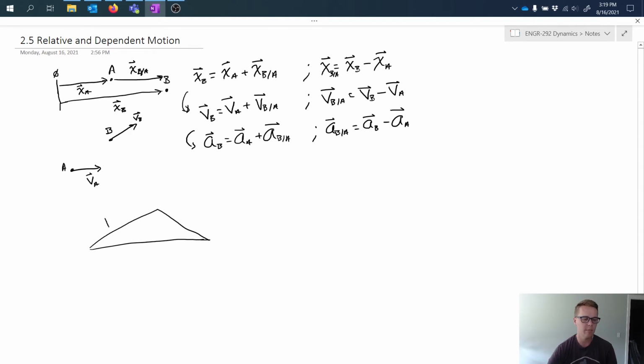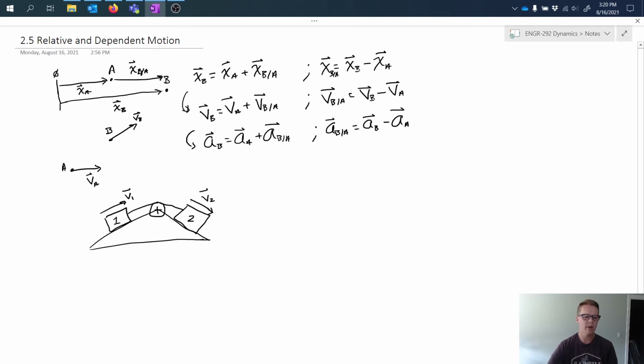So a simple example is two blocks, 1 and 2, where they are connected by a rope which passes over a pulley like that. And therefore, any velocity, let's call it v1, of block 1 must directly influence the velocity v2 of the second block.